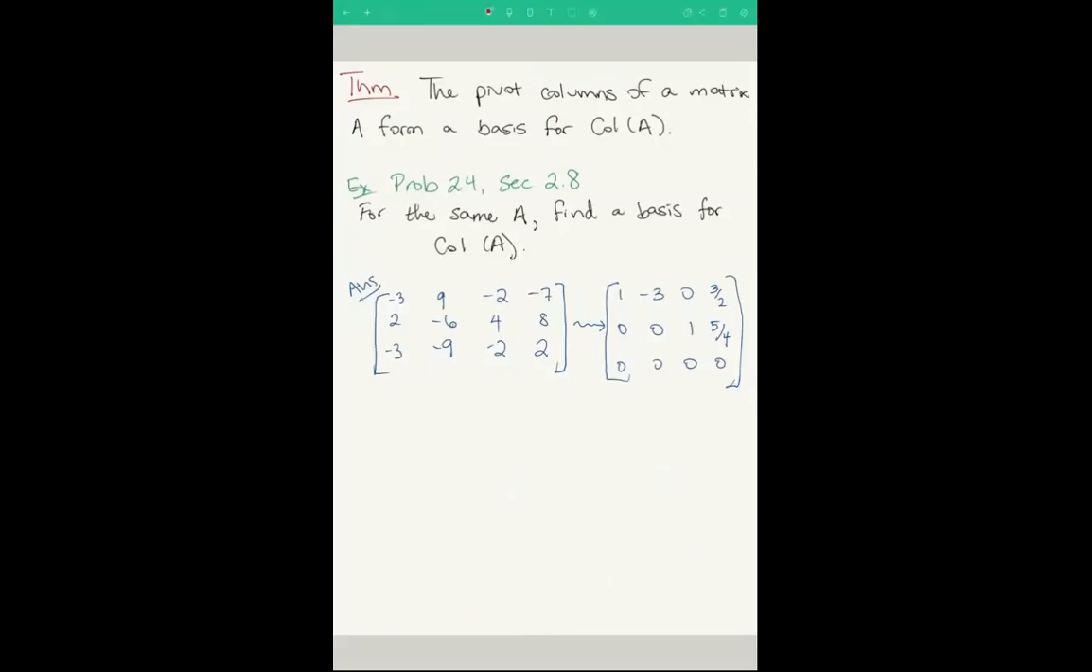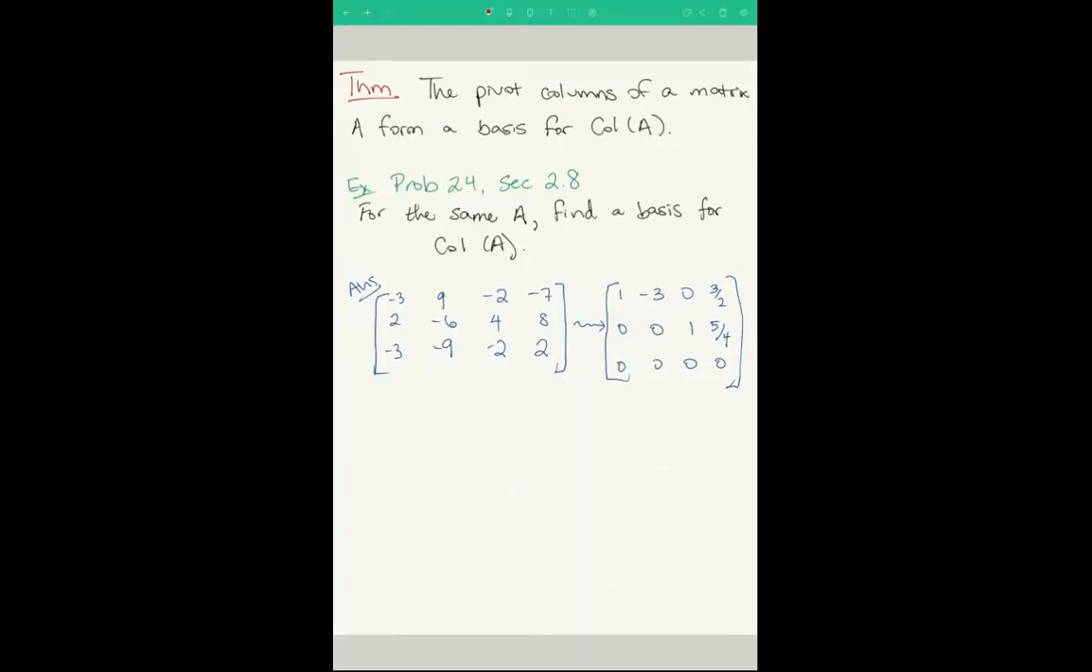So if we want to know the basis for the column space of A, we want to find which columns are pivot columns. So let's actually answer that question that we posed on the last page. This is back to problem 24. For that same A, we want to find the basis for the column space of A. So we go ahead and we take A, and what do we do with it? The only thing we know how to do, so we can reduce that down to reduced echelon form.